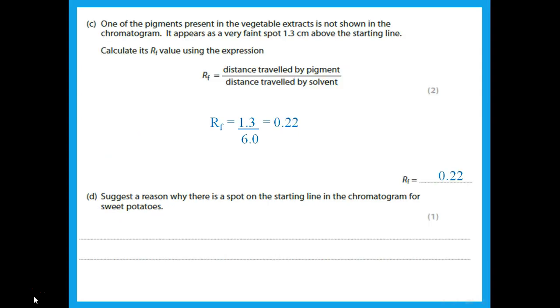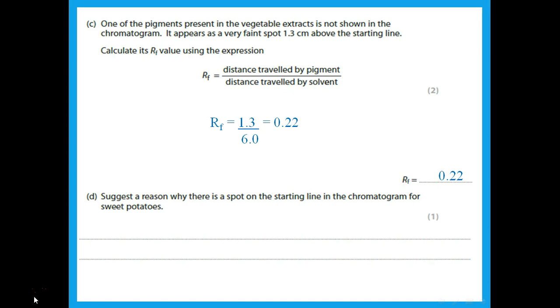One of the pigments present in the vegetable extracts is not shown in the chromatogram. It appears as a very faint spot, 1.3 centimeters, and he's saying calculate the RF value. How do we calculate RF value? We said RF value is the distance traveled by the pigment divided by the distance traveled by the solvent. He says that the distance traveled by the pigment is 1.3. So I need to get the distance traveled by the solvent. Remember that for the distance traveled by the solvent, I get a ruler and I measure the distance from the starting line to the solvent front. When I did that, it came out to be 6. So 1.3 divided by 6 is 0.22. So that means that my RF value is 0.22.